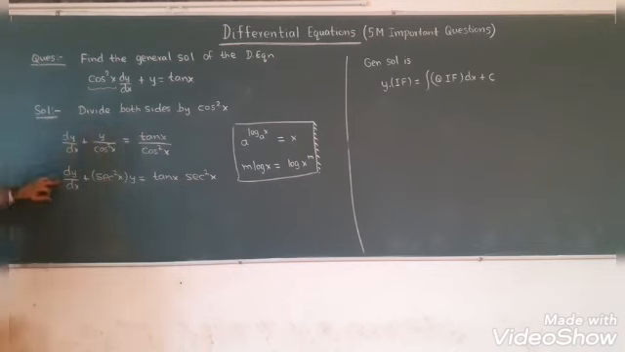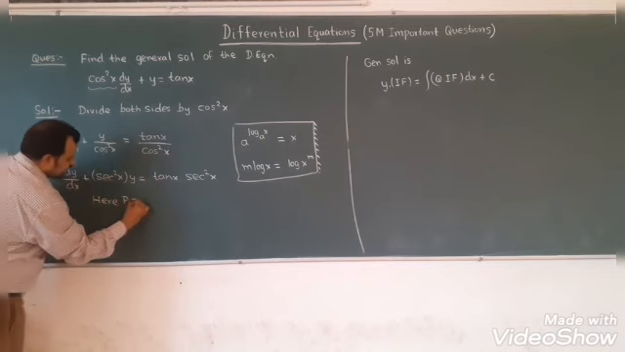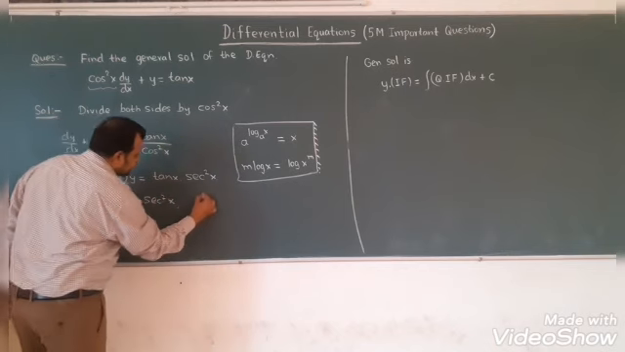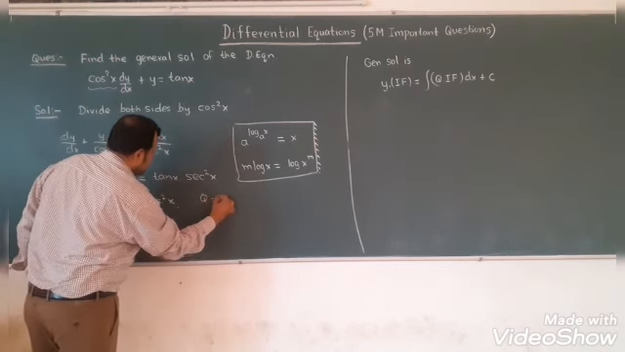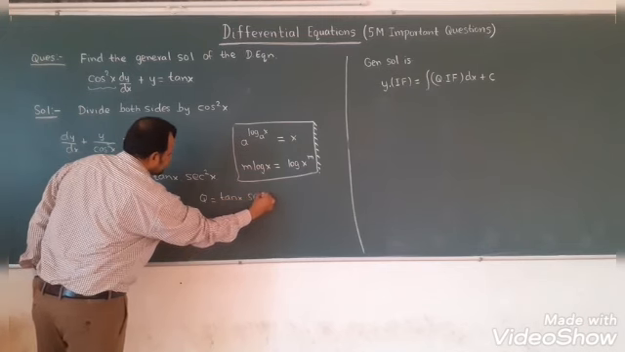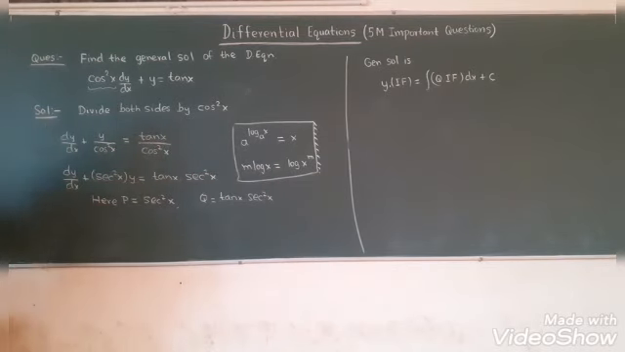Now the dy by dx coefficient is 1, so what is P here? Here P is nothing but secant square x and Q is nothing but tan x into secant square x. Now we have to find the integrating factor.